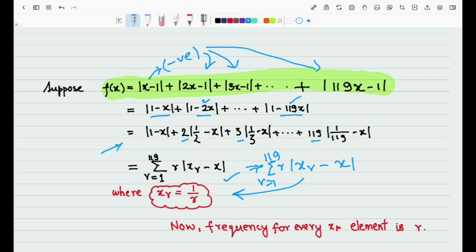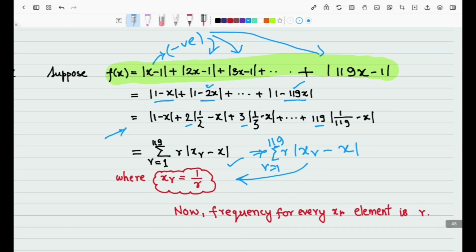Now after that, we can say that this is a representation of n, that is 119 here. N is equal to 119. Just wait a minute.